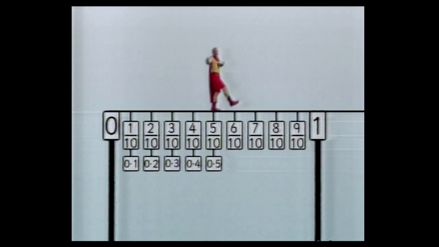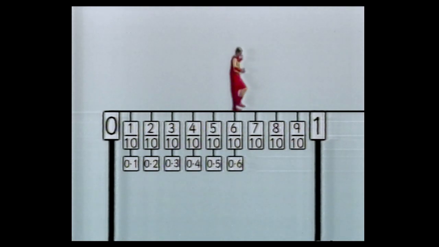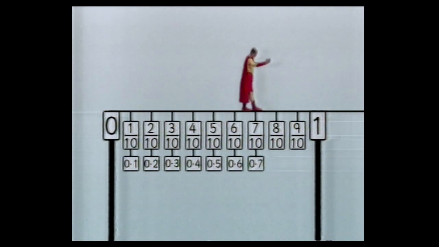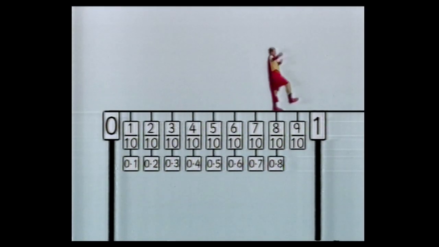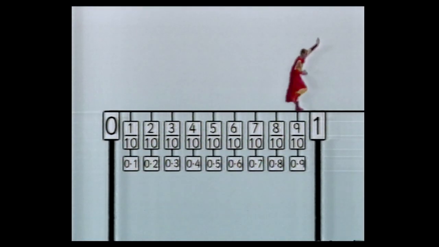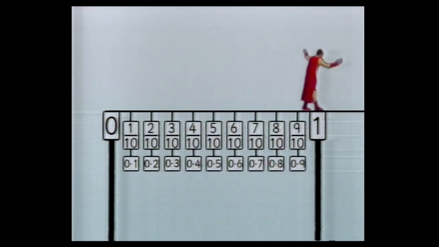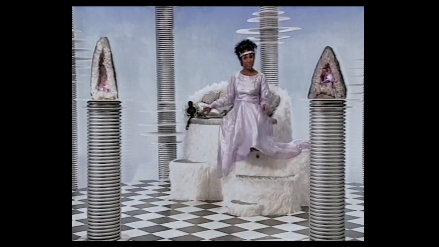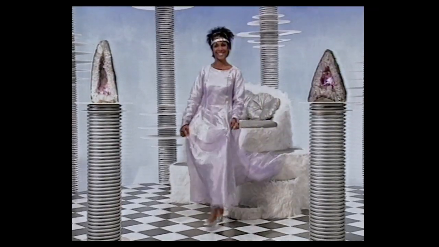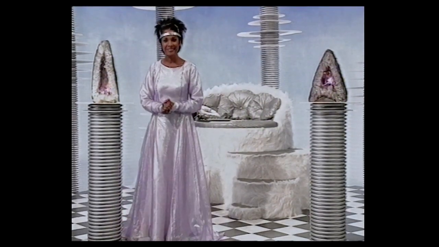See if you can call out the decimal fractions as they drop. 0.6. 0.7. 0.8. 0.9. 1. Oh, and 1 is the same as 10/10. Whew. And those, Maths Man, are decimal fractions. I think I understand them.